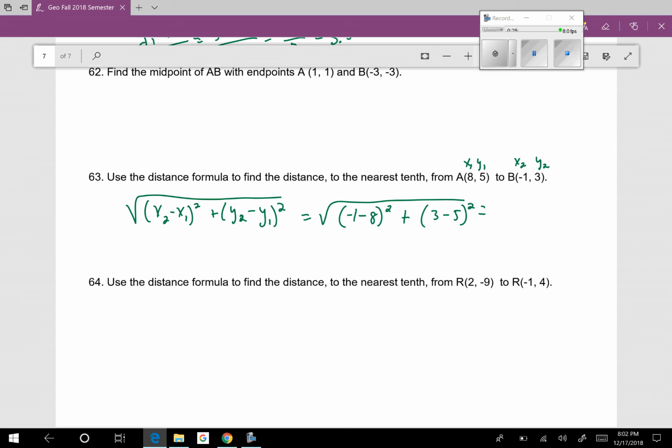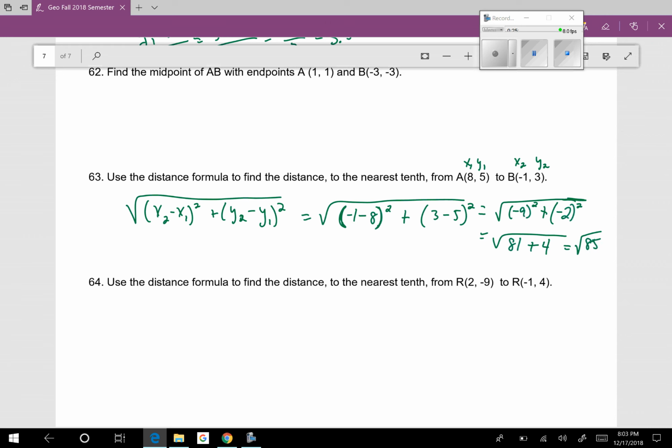Now you need to plug in these parentheses and the squared into your calculator. I'm just going to do it step by step here. -1 minus 8 is -9, and that -9 stays in the parentheses, squared. And 3 minus 5 is -2, and again, that gets squared. You have to be careful with these negatives. So (-9) squared is -9 times -9, which is positive 81. And -2 times -2 is positive 4. So now we have the square root of 81 plus 4, so it's 85.